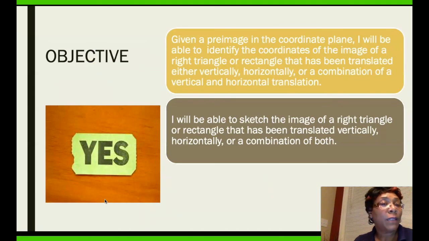Have we met our objective for today? I say so, because remember, our focus was going to be on vertical and horizontal translations and sketching horizontal and vertical translations. But we did get some information on both.